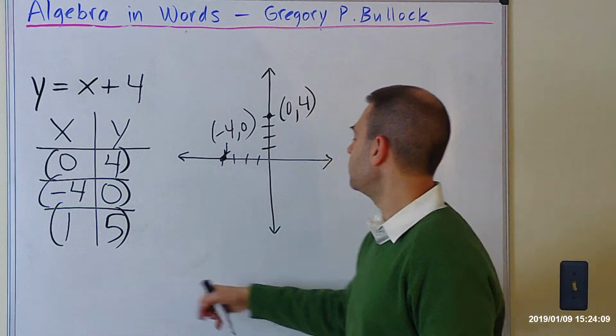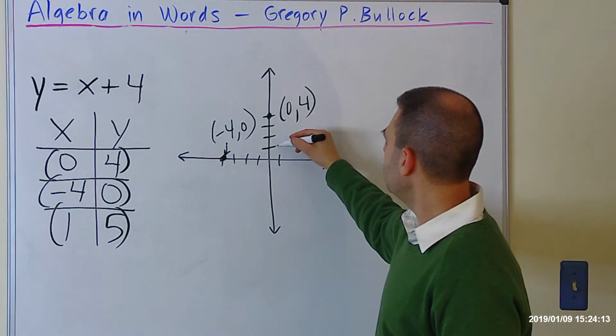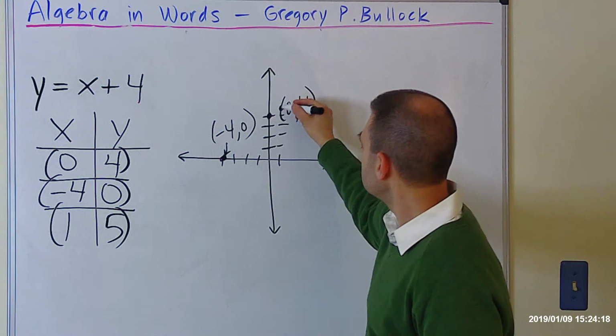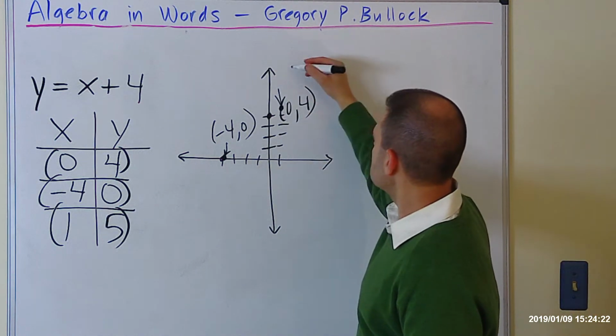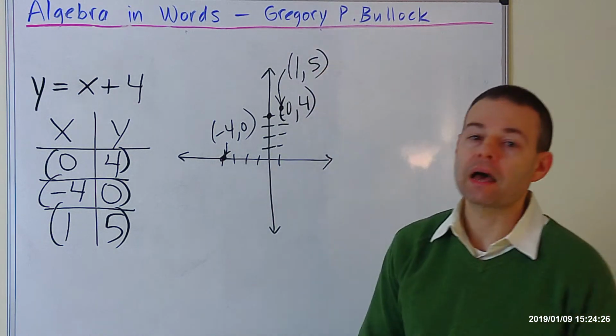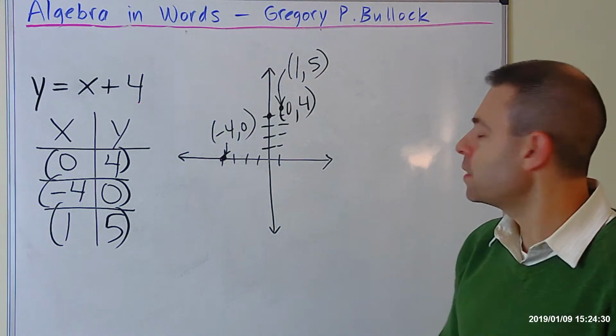(1, 5). Starting at the origin, go to the right 1, and we're going to go up 1, 2, 3, 4, 5. Sorry that they kind of overlap. I'll just draw an arrow. This is (1, 5). Okay?